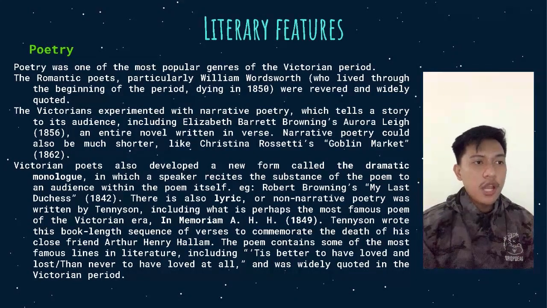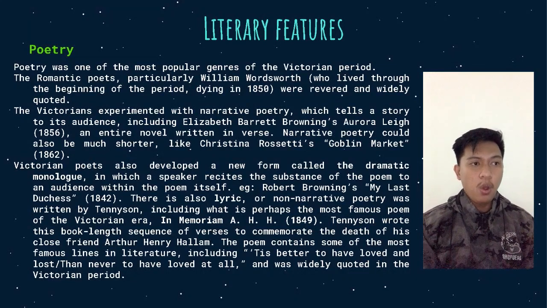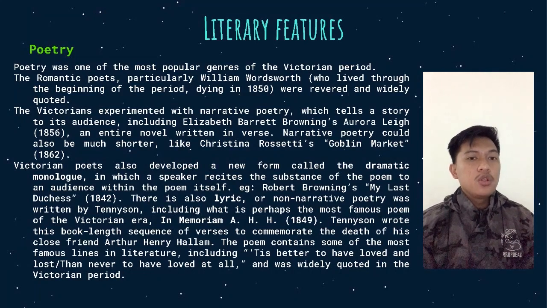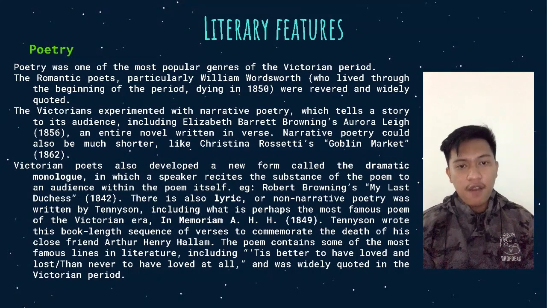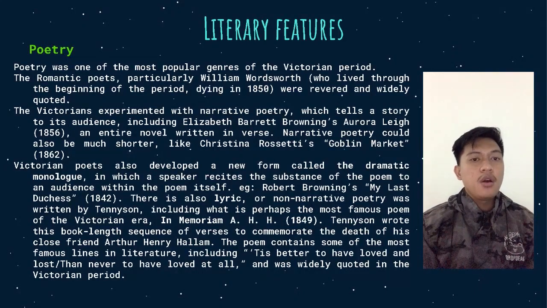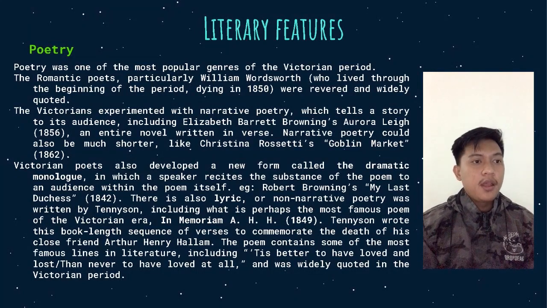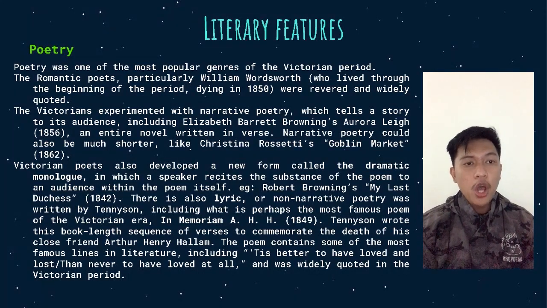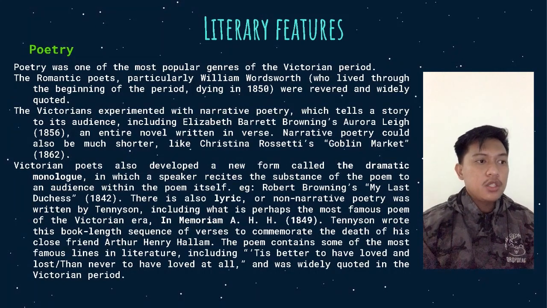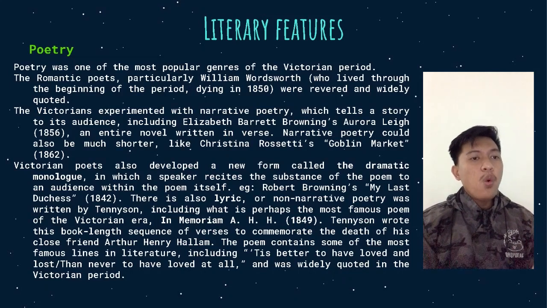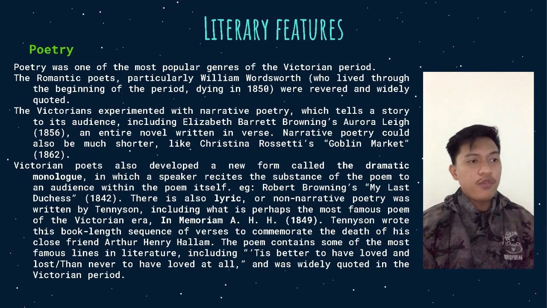Victorian poets also developed a new form called the dramatic monologue, in which a speaker recites the substance of the poem to an audience within the poem itself. For example, Robert Browning's My Last Duchess, 1842. There is also lyric or non-narrative poetry, written by Tennyson, including what is perhaps the most famous poem of the Victorian era, In Memoriam A.H.H.